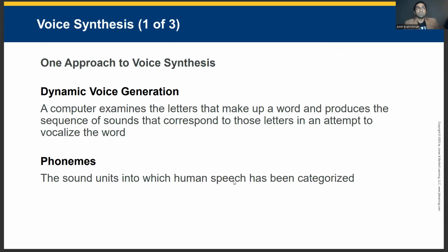Slide 38, Voice Synthesis, 1 of 3. This slide explains dynamic voice generation, in which a computer examines letters and translates them into phonemes, the basic sound units of speech. This method allows computers to generate speech for any word, including new ones, but may sound robotic if the phoneme rules are imperfect.